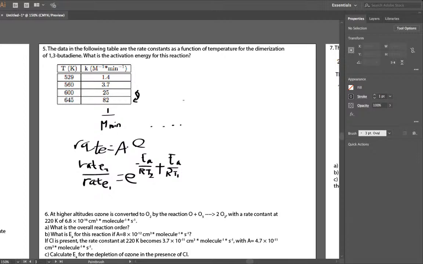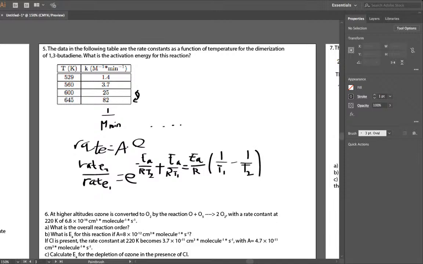Yeah, that's 1.07075. Then you take the natural log. Oh wait, do I need to take the natural log? No. Well, yeah, I've taken the natural log, and then we need to try to find what EA is. But then the top side here can be converted into EA over R of 1 over T1 minus 1 over T2. So let's just try to do that.